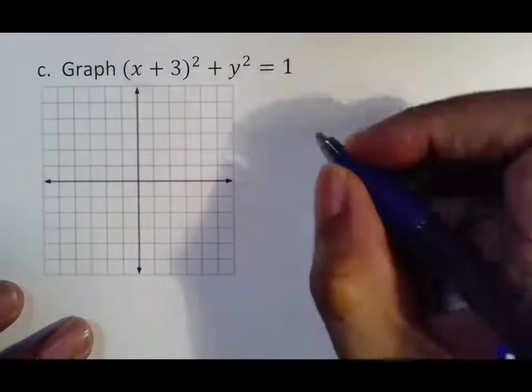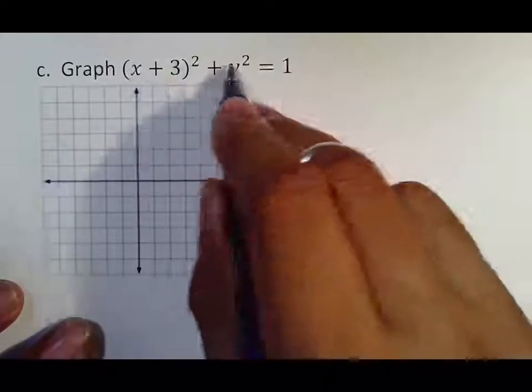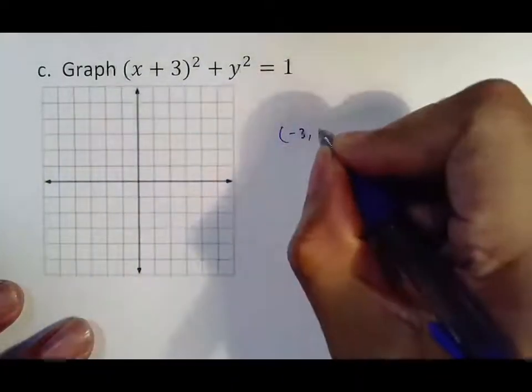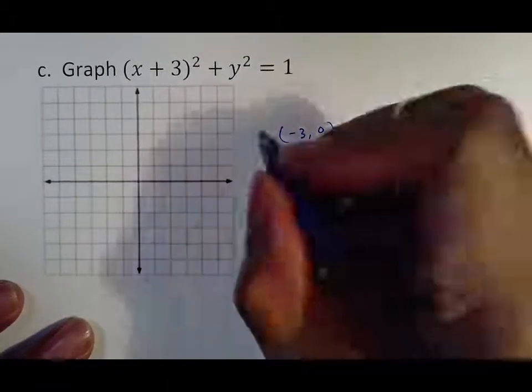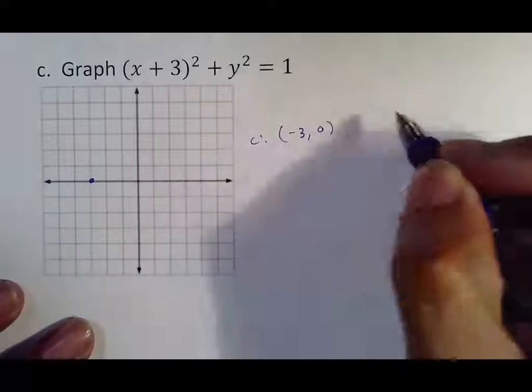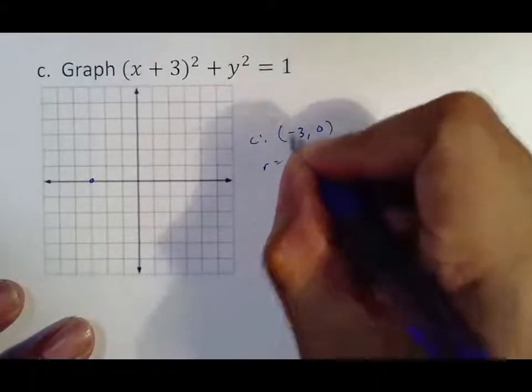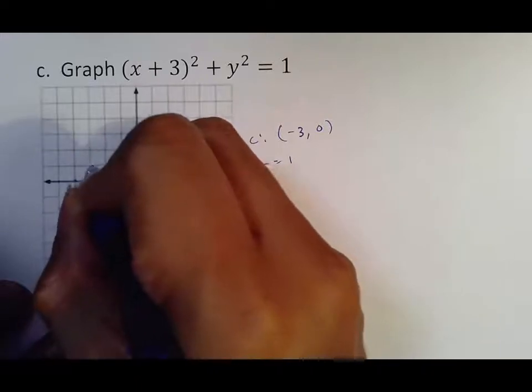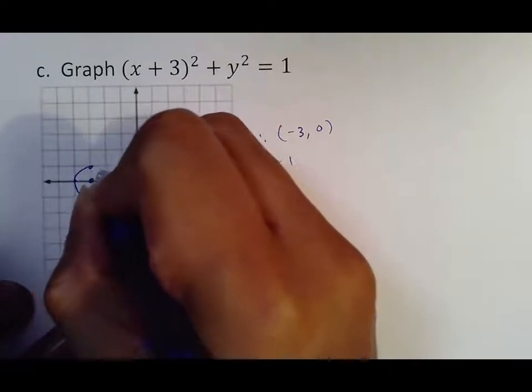Last one, just to make sure you know how to deal with when a number is connected to one variable but not the other one. All you have to know is, again, you follow the same rule, but since there's nothing attached to y, that's 0. So your center is at negative 3, 0, 1, 2, 3, 0. And then your radius, square root of 1 is 1, which means 1 up, 1 over, 1 down, 1 back. Draw your circle. Question done.